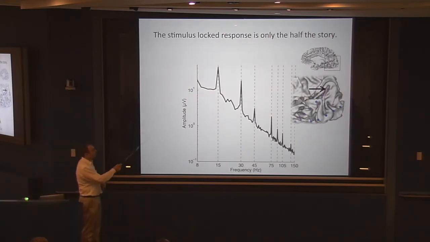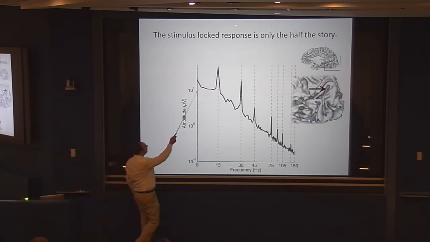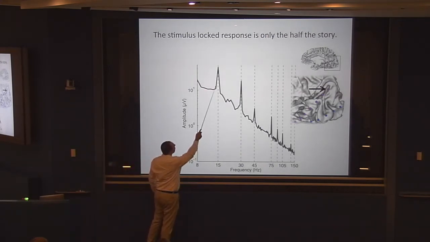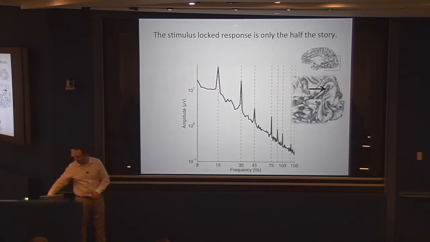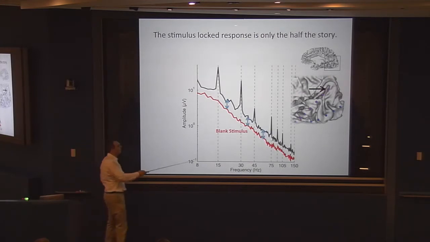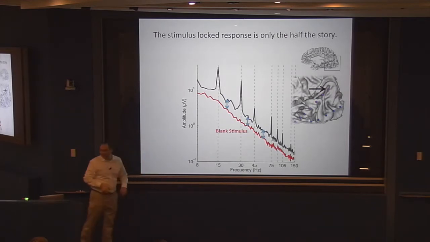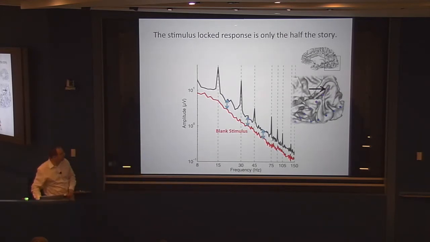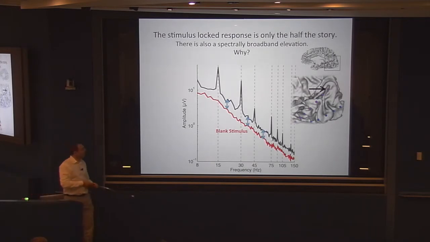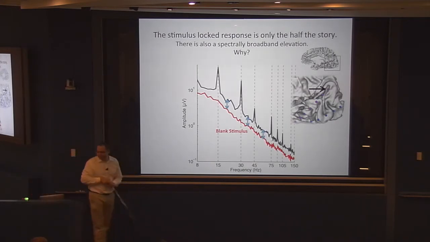I cheated a little bit when I showed you this because I didn't show you what happens when there is no flicker, when the subject's looking at a blank screen. And you might have guessed that it would look just like this, except without the gray peaks. But that is not the case. In addition to lacking the peaks, when there's no stimulus, there's also a broadband difference across the whole frequency spectrum that we can measure. When there's a blank stimulus, the response has a lower amplitude compared to when the stimulus is flickering. And why is that?